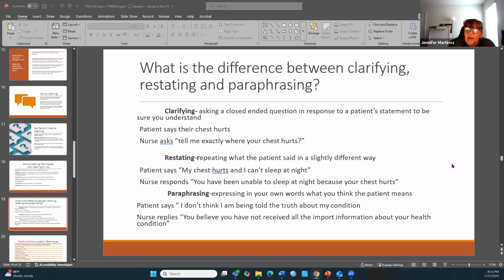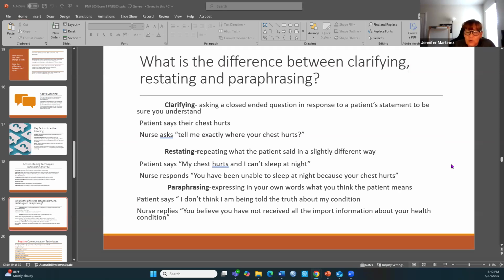With paraphrasing, it's very similar as well, right? This is your own words. The patient says, I don't think I'm being told the truth about my condition. And then the nurse replies, you believe you have not received all the important information about your health condition. Right. So they're very similar. I don't think we're going to ask you to distinguish between the two. It's just understanding the different concepts that are out there, but you're absolutely correct.